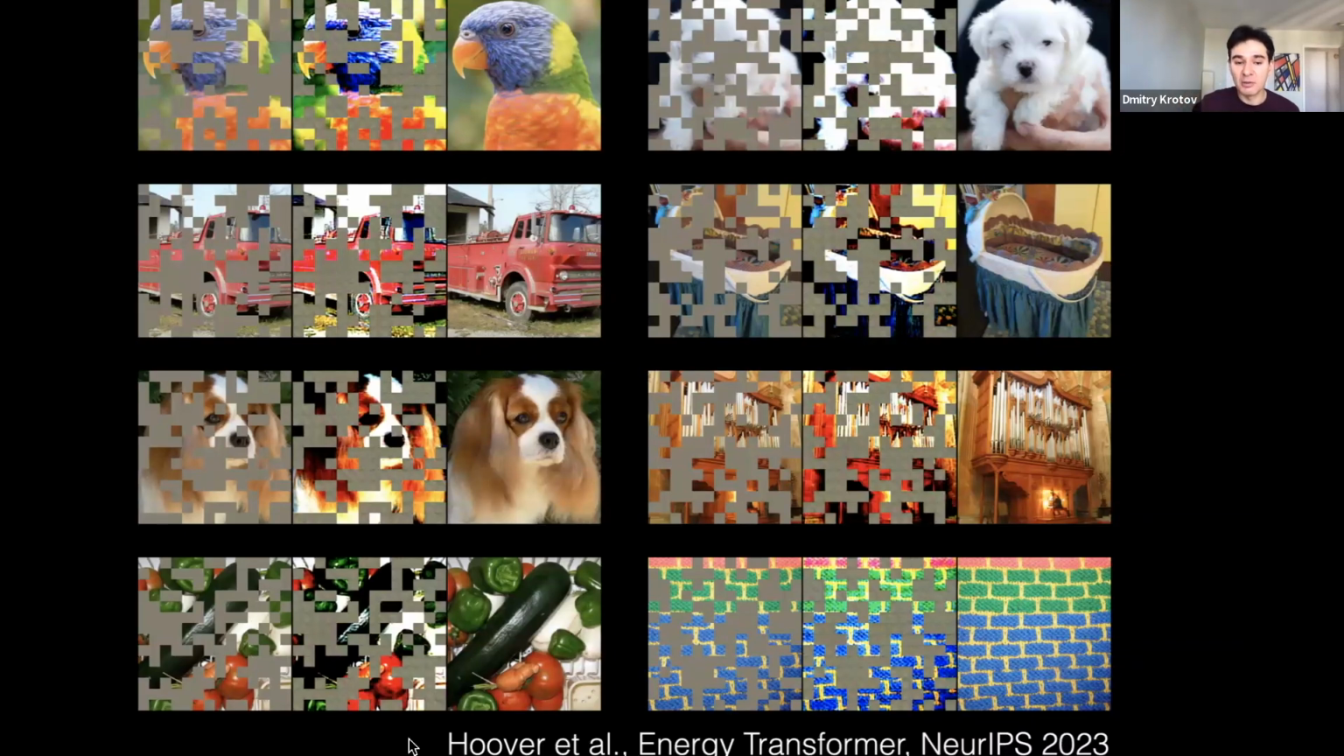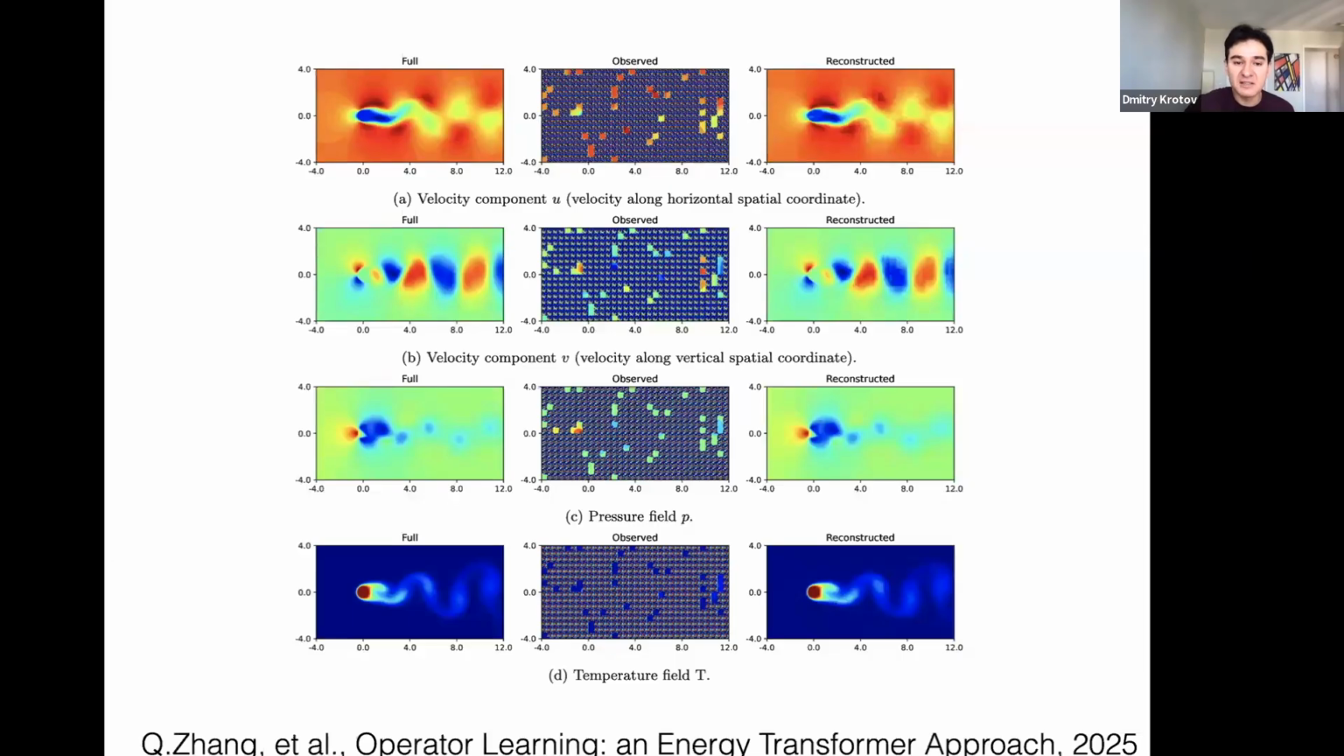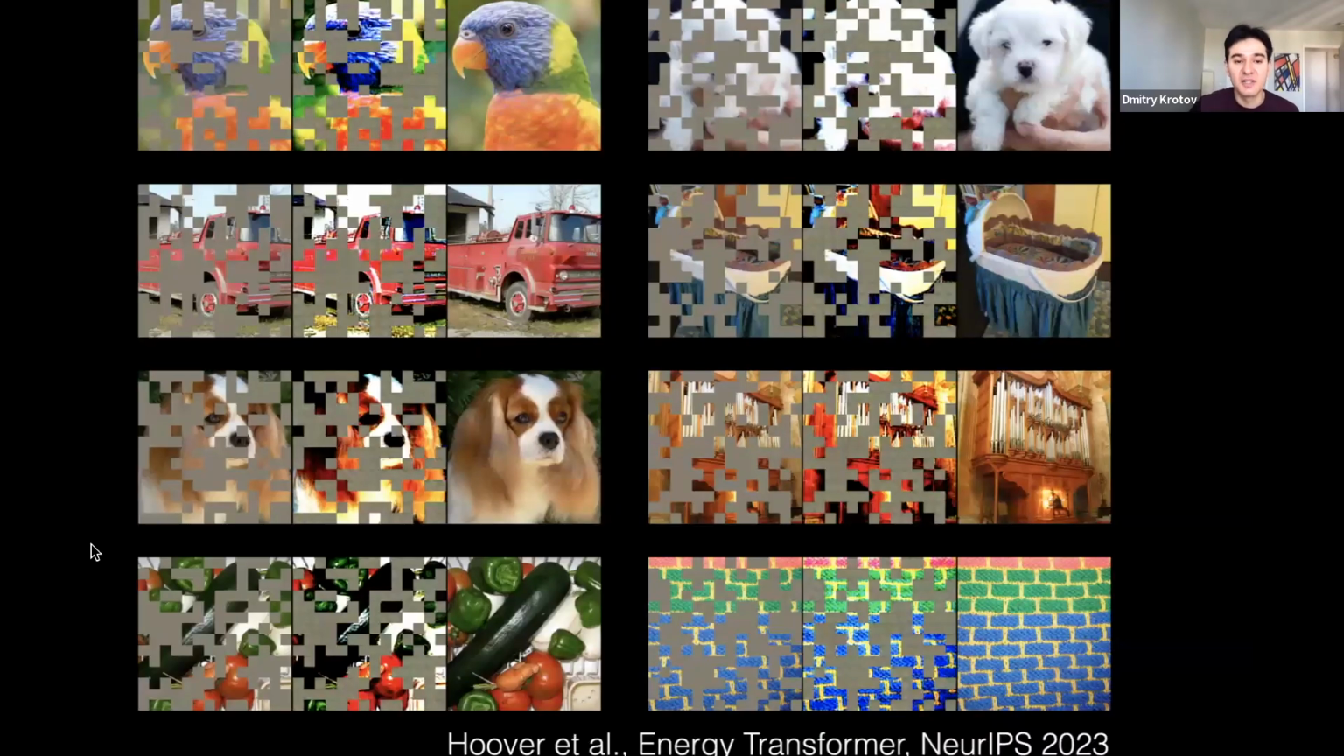And in the second column, you would see how this energy transformer, or dense associative memory, evolves this image in time with the goal to match the target, the ground truth image that is shown in the right column. So let me play this movie for you, and please pay attention to the second column.